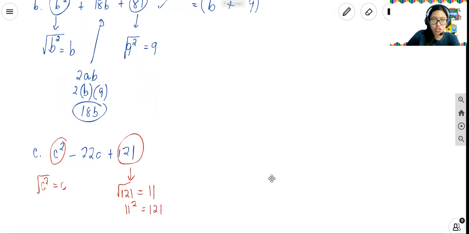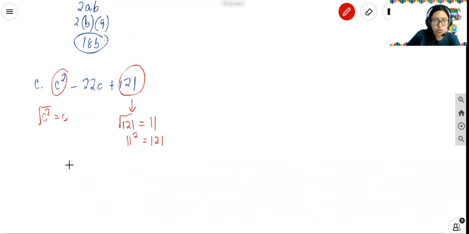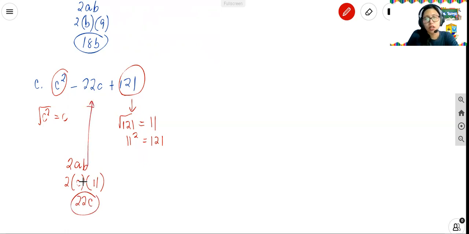And then let's check the middle term. So we should satisfy 2 times AB, or 2 times the first term and the last term. So 2 times C is the first term. The last term is the square root of 121, which is 11. Again, these are the square roots. So we have 2 times 11 is 22 times C, 22C. Again, they're the same. That means it's a perfect square trinomial.